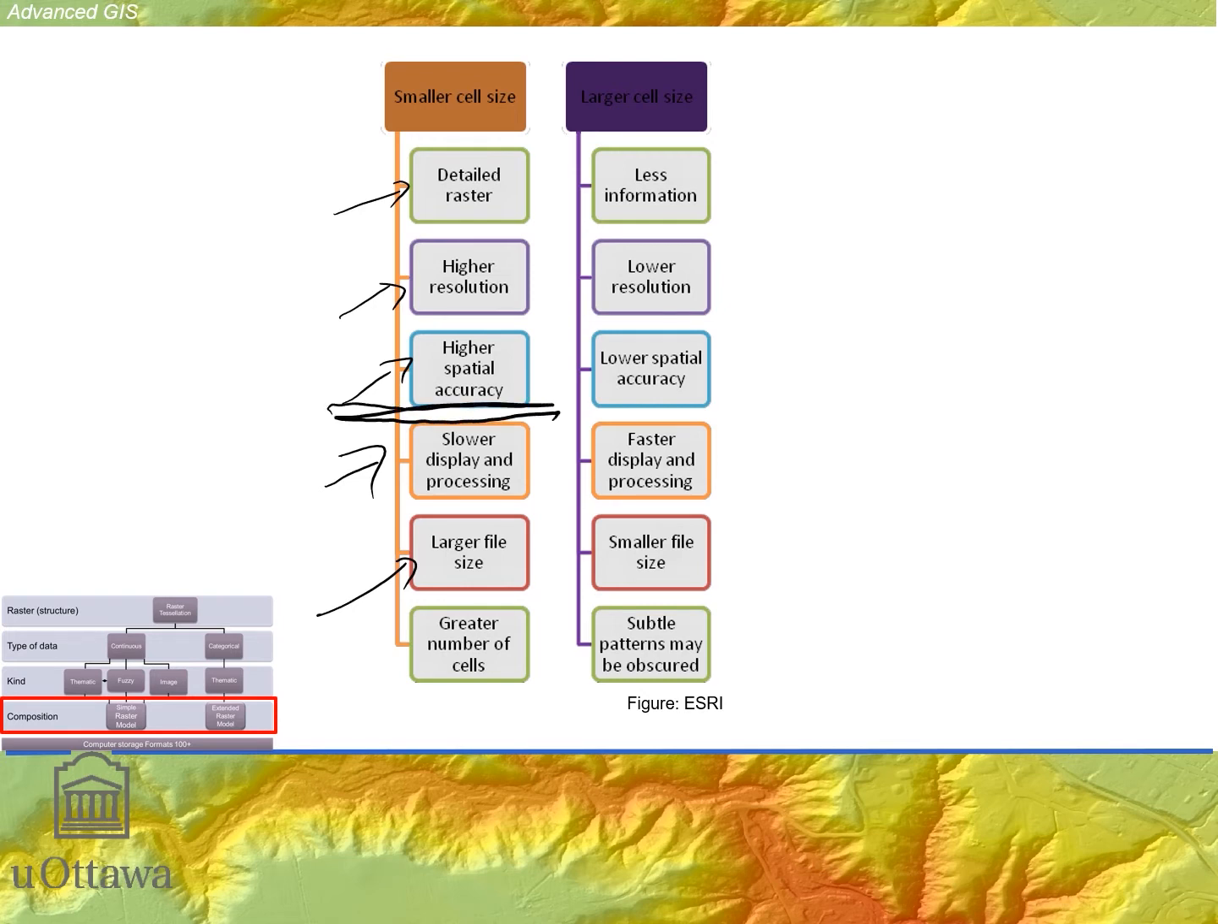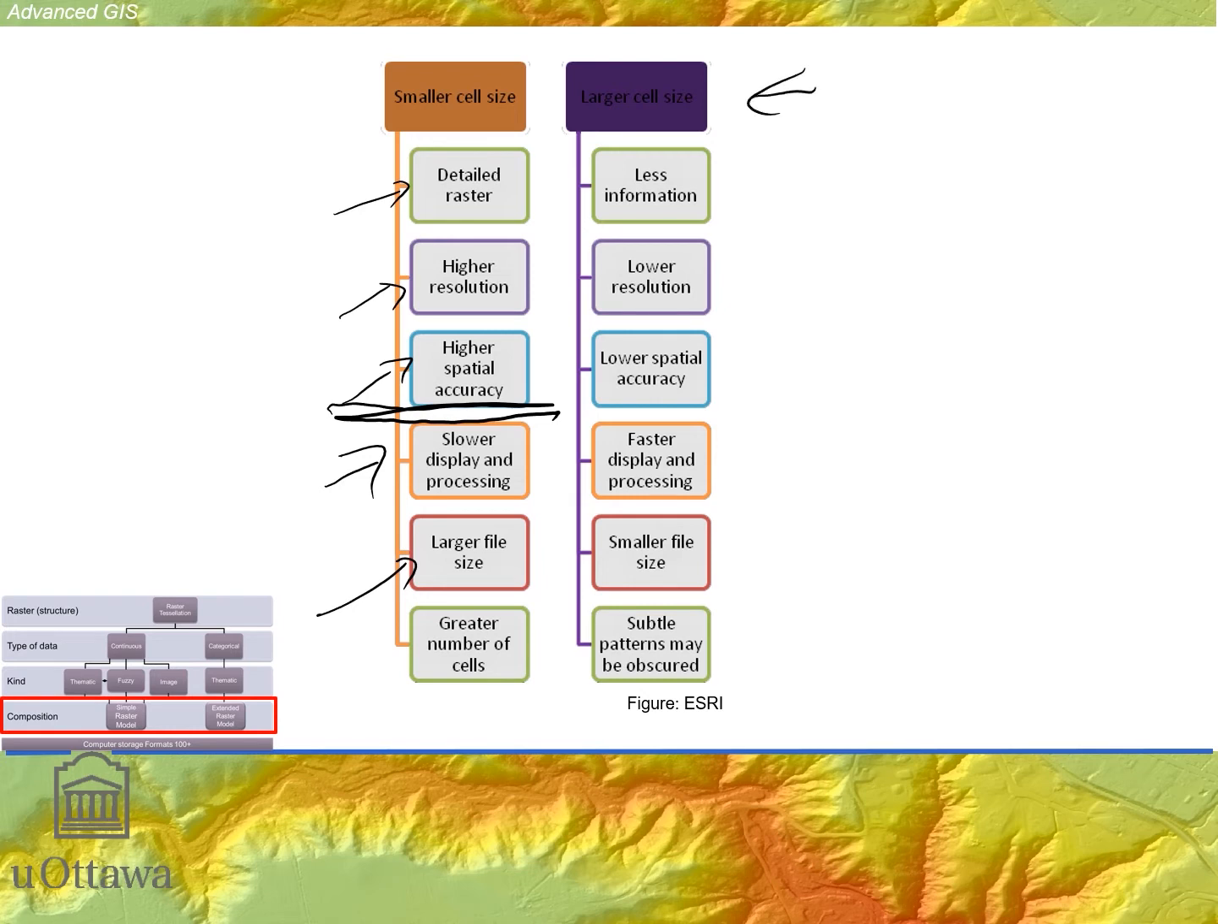So there's advantages and disadvantages to a smaller cell size. And sometimes, as I said, the rule is that the cell size must be sufficient for the required analysis. So you may end up with a very large file size and slow processing speeds because of that.